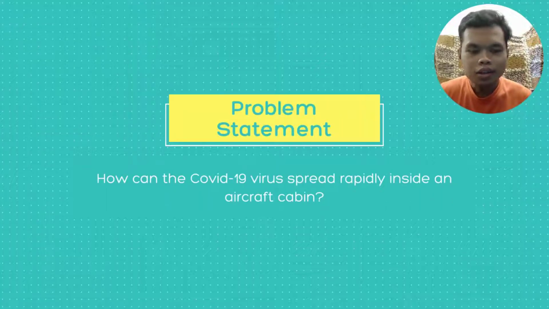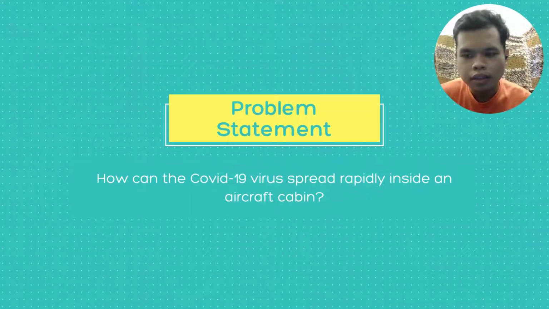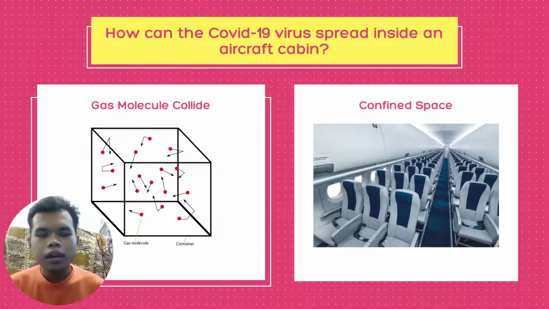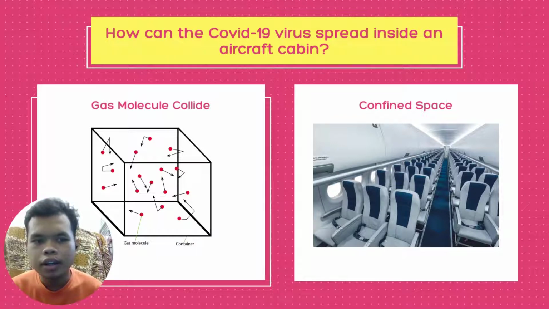Now let's talk about the problem statement. How can the COVID-19 virus spread rapidly inside an aircraft cabin? Firstly, the COVID-19 virus spreads through the air in the aircraft and depends on the condition of the air.